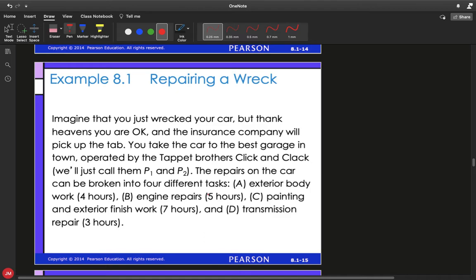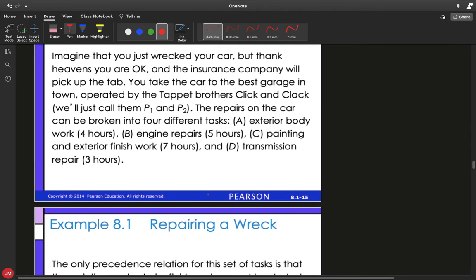And the repairs on the car can be broken into 4 tasks. You've got task A, the exterior body work, which is going to take 4 hours. Task B, the engine repairs, are going to take 5 hours. Task C, painting and exterior finish work, is going to take 7 hours. And D, transmission repair, is going to take 3 hours.